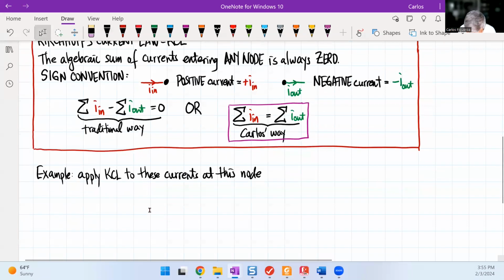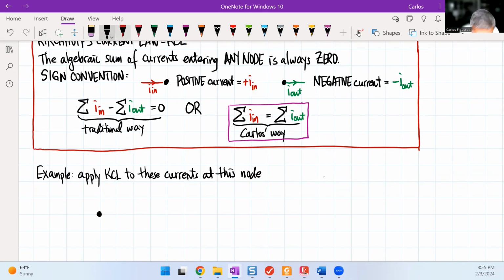So when I look at this thing, here's what I see. I have a node, and then I'm going to arbitrarily pick currents. I'm going to say that here's a current I1, and then I'm going to have 3 outgoing currents. So that means I'm going to have I2, I3, and I'm going to have current I4. By the way, I could have them the other direction too.